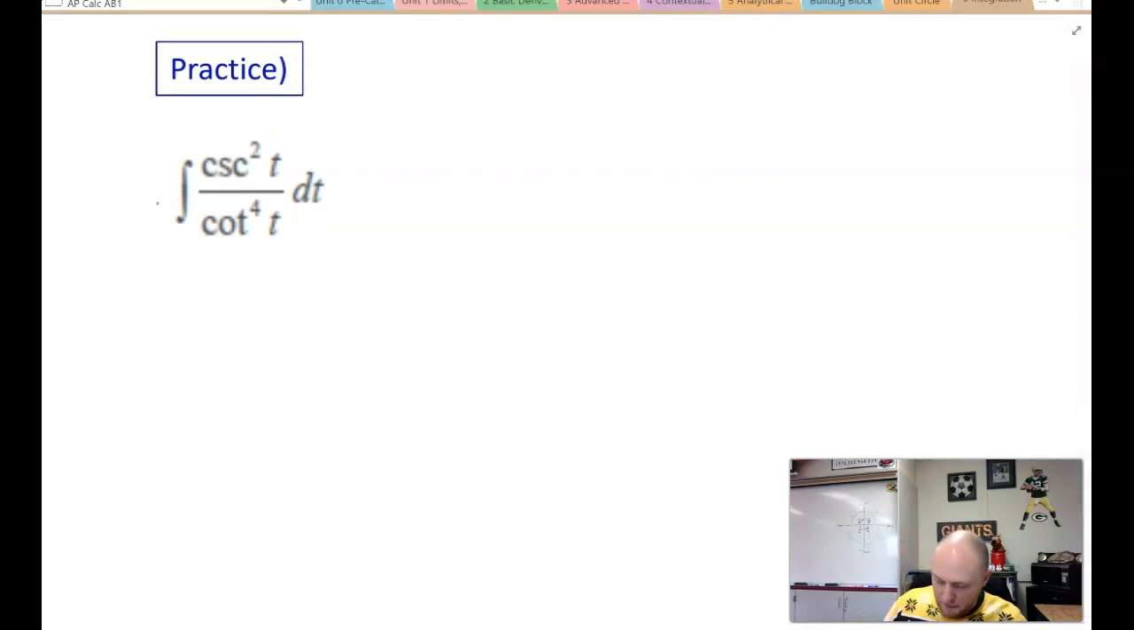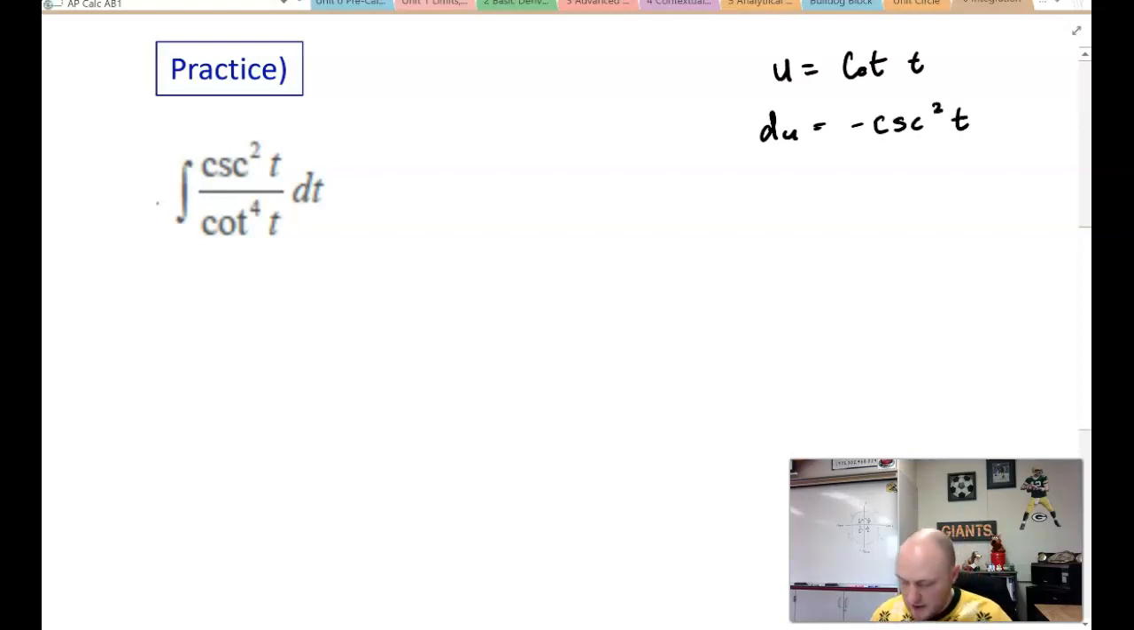Okay, for this example, your u function is cotangent of t, because the derivative of cotangent is negative cosecant squared t dt. All right, if that helps you out, pause me, complete it, and I'll go over the solution.